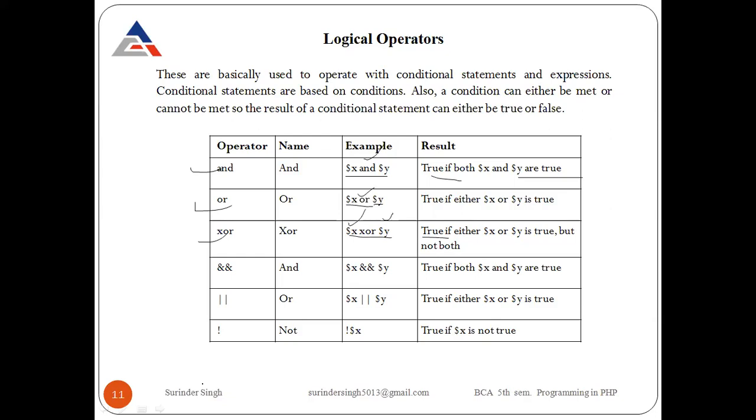Clear? And then there is the logical and operator. It returns true if both x and y are true. Okay, it is the same as and, but the difference is their precedence. Clear? Logical and has more precedence. Okay, and this and has less precedence, meaning less priority. Clear?